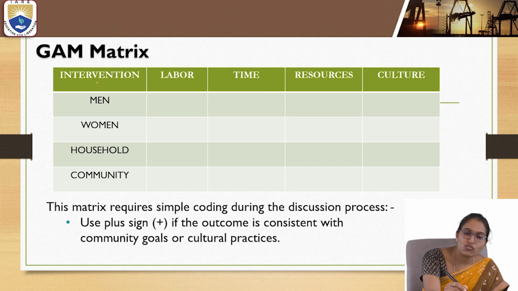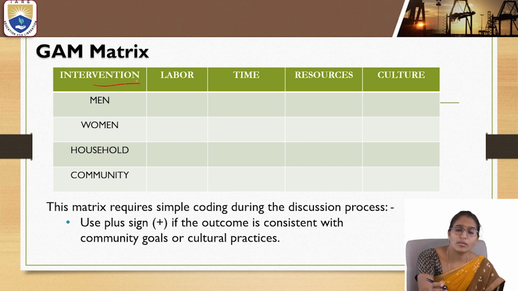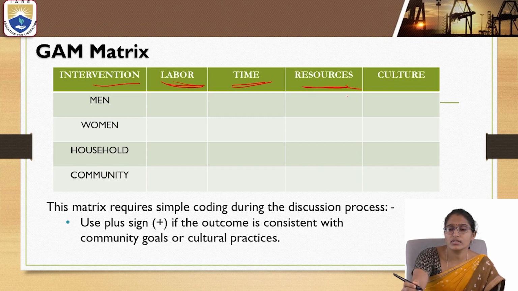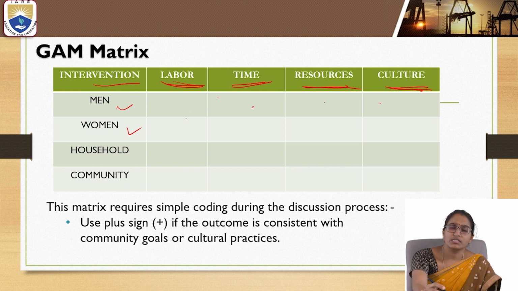So, we take what kind of intervention we are speaking about, and with respect to the labor, for example, what kind of work, and with respect to time, and what are the resources that are available, and about culture. So what is a culture? And in interventions, what we are taking, men, women. So how each section of these things is useful, how they are different for men as well as women, and as well as for the household as well as for the community. So we will see about all this.